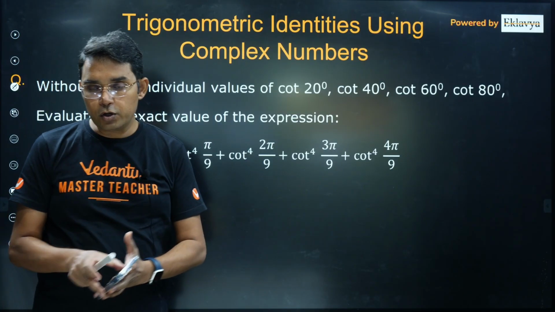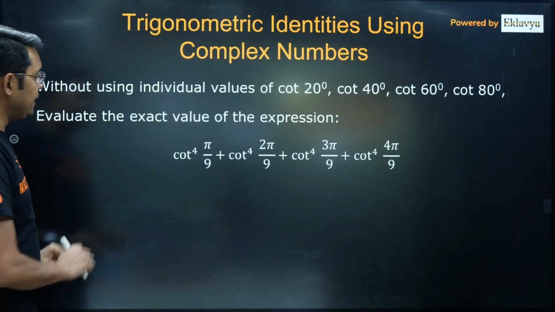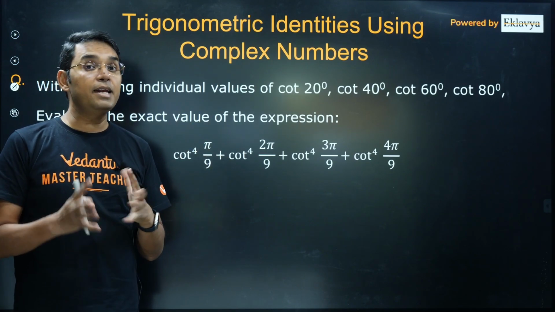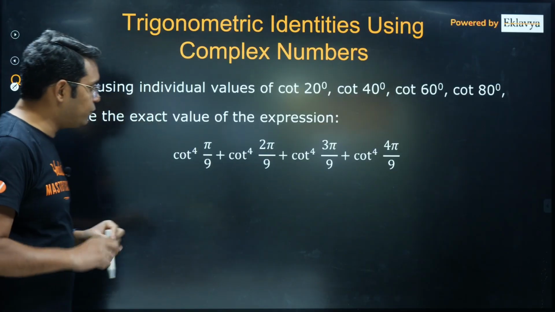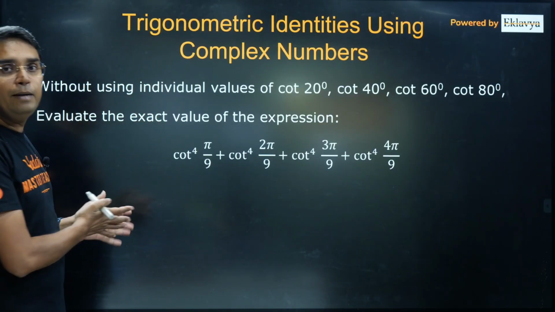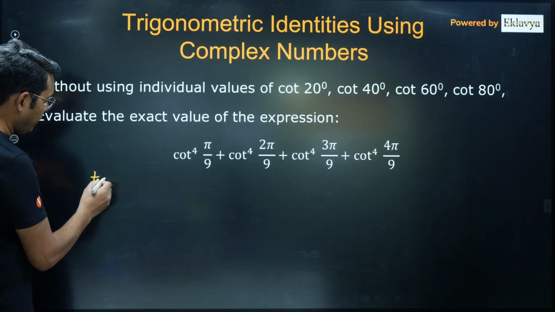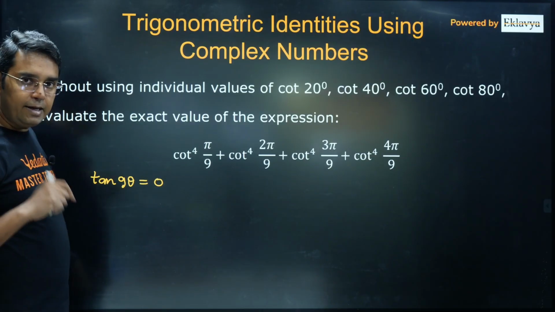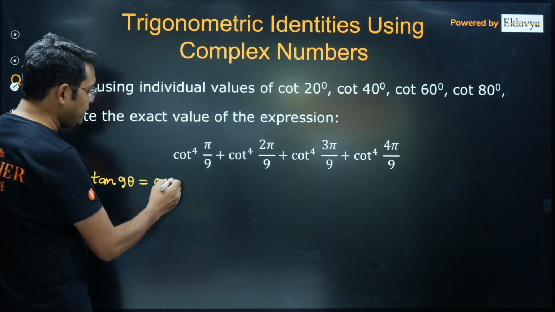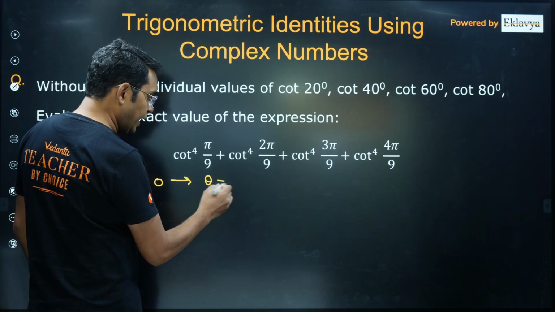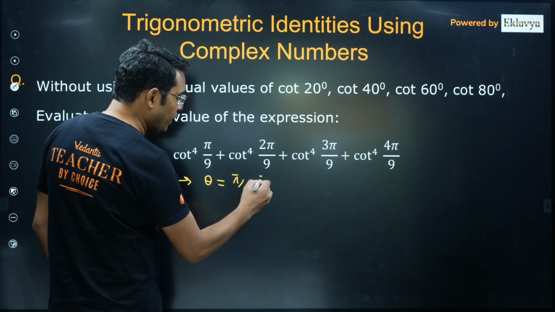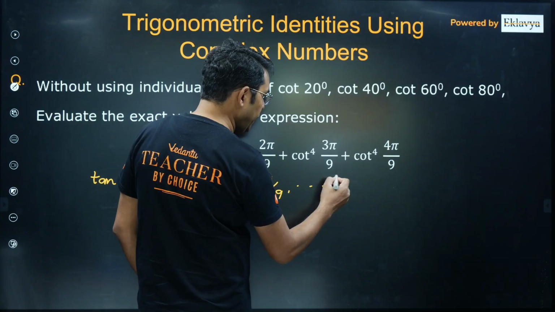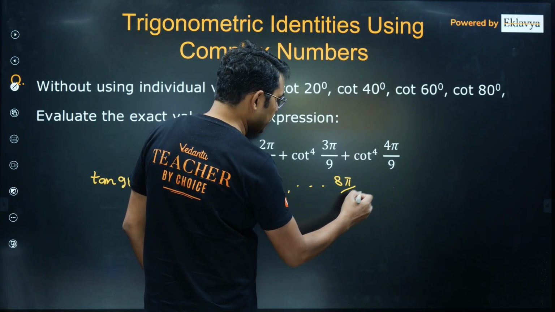Okay, now how I am going to do it, please listen carefully. In this case, because we are given 9, I will start with the tan 9 theta formula. Please listen carefully to how tan 9 theta will help here. So I am going to take tan 9 theta equal to 0. If I take tan 9 theta equal to 0, that means the possible values of theta can be pi by 9, 2 pi by 9, and so on, up to 8 pi by 9.